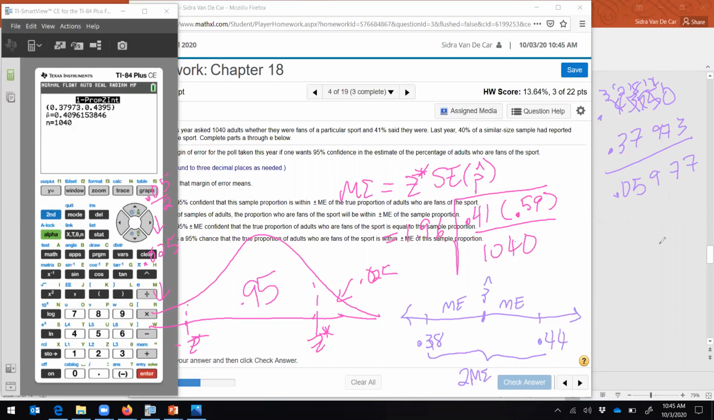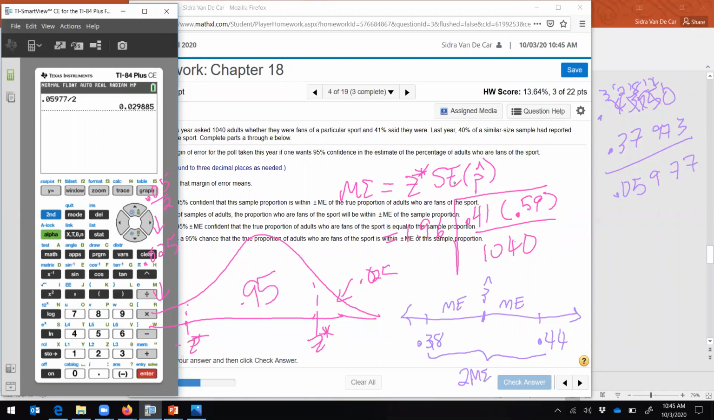So if I take 0.05977 and I divide by 2, that should match what we got by doing the formula here. And we rounded to 0.030, but notice it's the same, 0.02988. That was what we rounded. That's what we got using the formula.